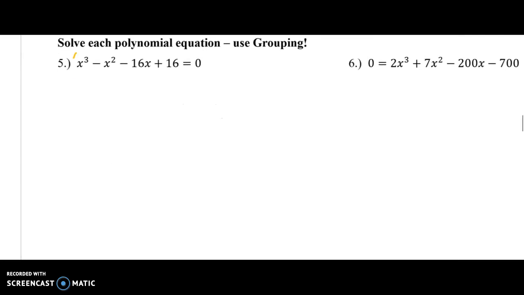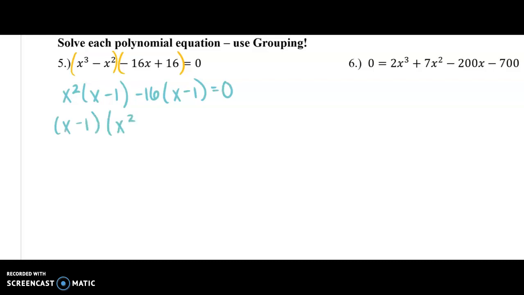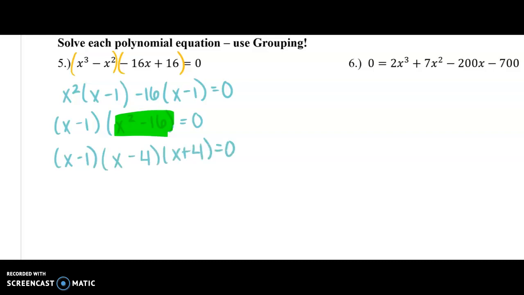So I'm first going to go ahead and group. So I can factor out an x squared, and I'd be left with x minus 1. Over here, I can factor out a -16, and I'd be left with x minus 1. So then I have x minus 1 times x squared minus 16 is equal to 0. But here I actually have, and hopefully you recognize this, a difference of squares problem. So this can factor to be x minus 1 times x minus 4 times x plus 4. I can factor that even more.